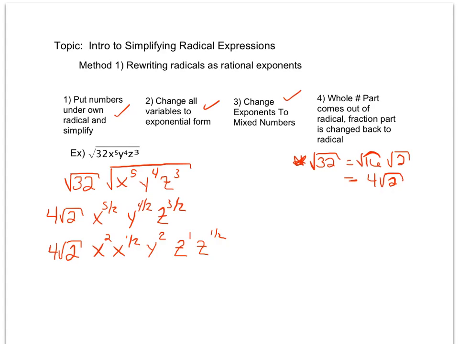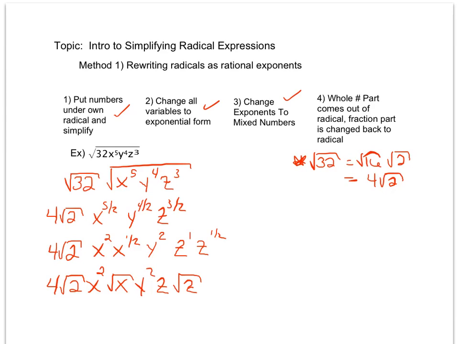Okay, and now the final step. My whole number part comes out of the radical, so it's going to stay. So this x squared is going to remain an x squared. This y squared is going to remain a y squared. This z to the 1 is going to remain a z to the 1. But any of my fraction parts, I'm going to change back to radical form. So 1/2 will become the square root of x. 1/2 will become the square root of z. So finally I'll have 4 square root of 2, x squared, square root of x, y squared, z to the 1, which is the same thing as just z, square root of z.